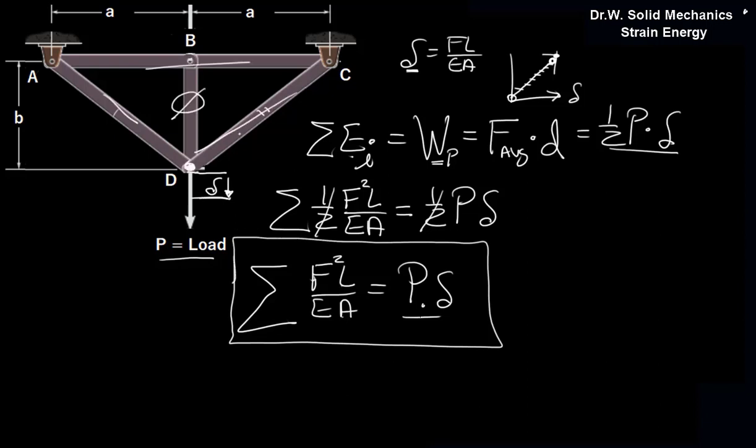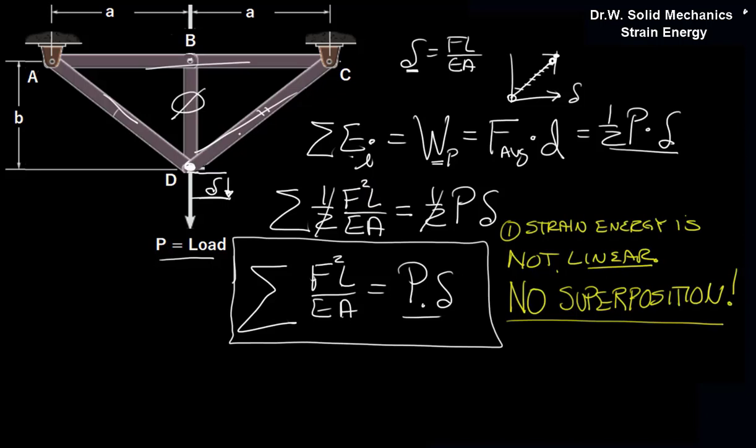Now there's some golden rules to watch out for with this. Strain energy is not linear. We're squaring the force and we're squaring the deflections when we put it into this form, and as such the superposition principle does not apply, which means we can only do this for one load at one point on this truss. We couldn't combine loads and have a second load up here at B and then go through and try to solve this. It won't work.